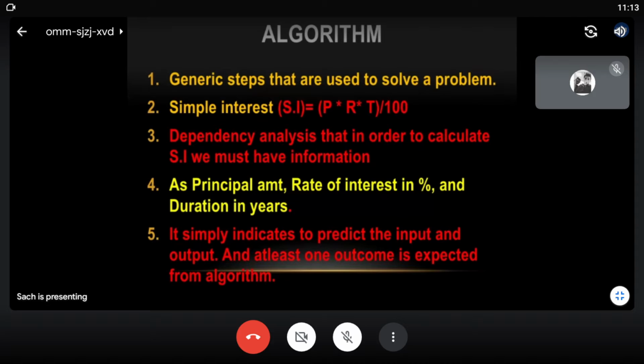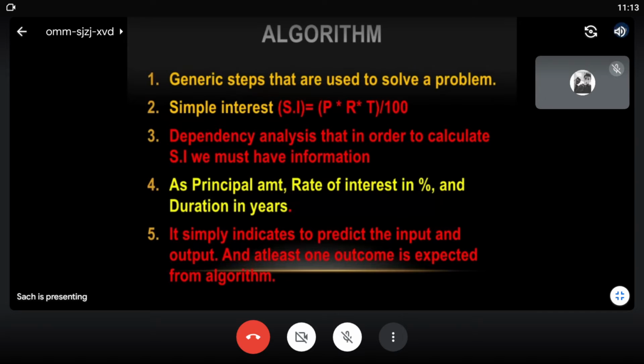That means in any language, the simple interest will follow the same formula, that is principal into rate of interest into duration, that is time, divided by 100. Now over here the time is estimated in number of years. Now you can observe that the algorithm is dependent on some factors. What are they?